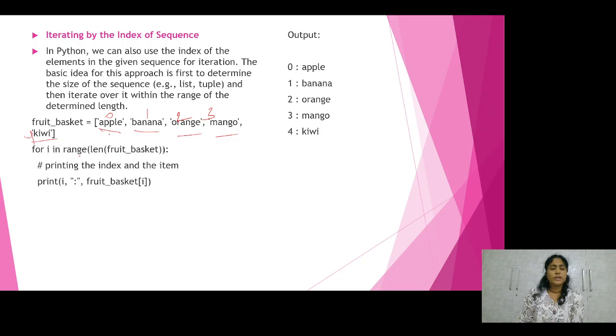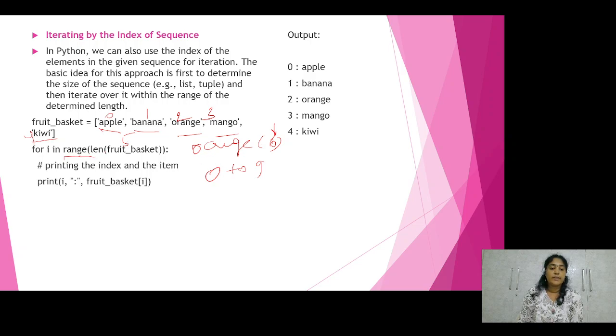So if you want to iterate with the index, it is possible. Length of basket is 5. By default it starts from 0. When you don't specify a start in the range, if you have given only one value, range of 10, by default it starts from 0 and will iterate till 9. 10 will not be included, okay?